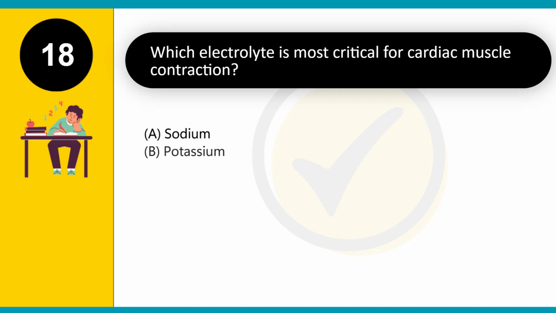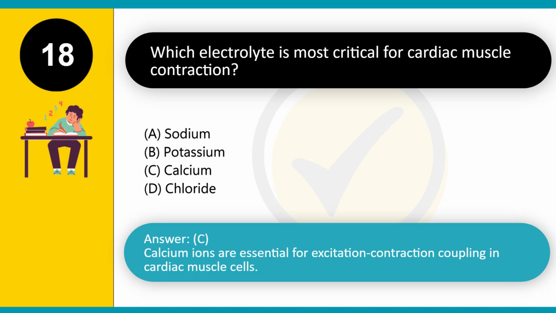Which electrolyte is most critical for cardiac muscle contraction? A. Sodium. B. Potassium. C. Calcium. D. Chloride. Answer, C. Calcium ions are essential for excitation-contraction coupling in cardiac muscle cells.